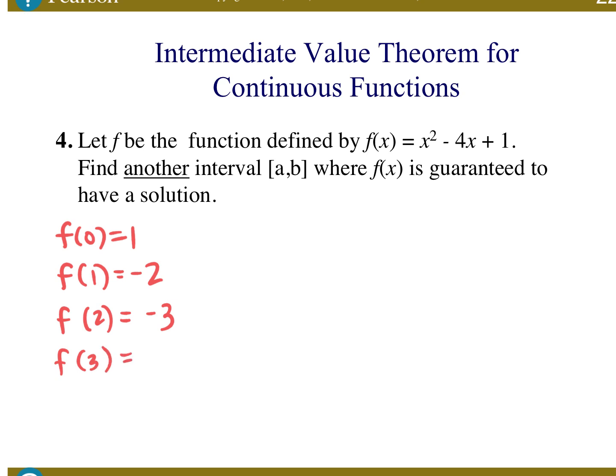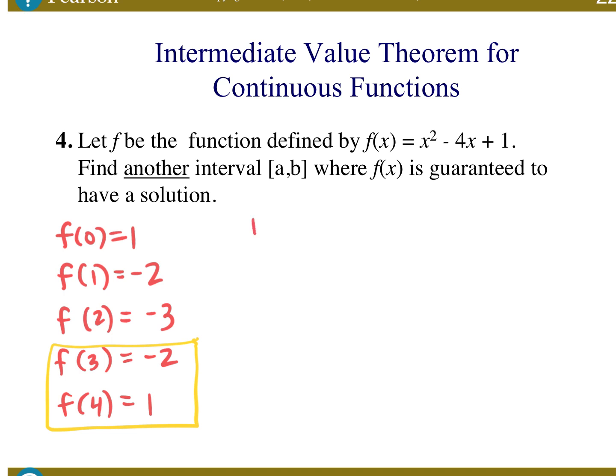Okay, did I get it? F of 3, 9 minus 12 plus 1. No, f of 4. Okay. So where is it likely, where are we guaranteed that there's going to be another solution? Between, well, even closer, between 3 and 4.